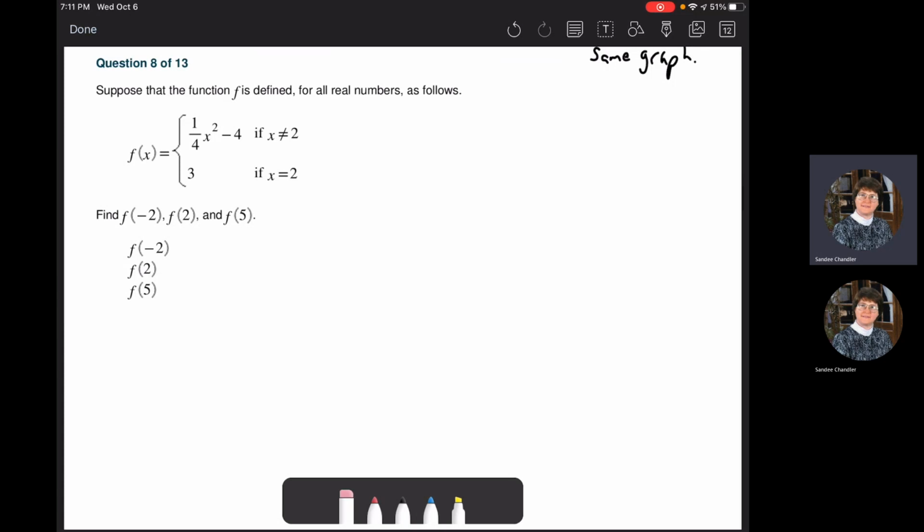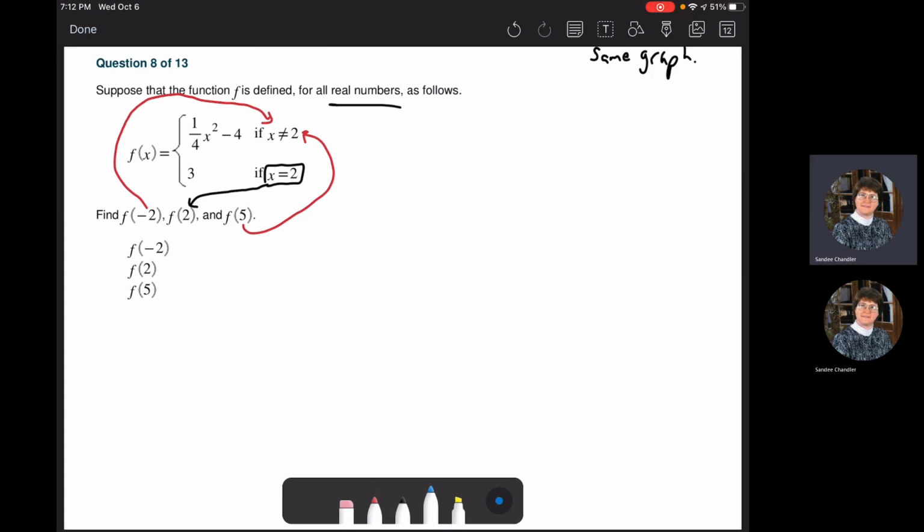Right. Oh, let's do some math. There we go. No more graphs for a while, hopefully. All right, we have a function f that's defined for all real numbers, nothing imaginary, as follows. f of x equals 1/4 x squared minus 4 if x is not equal to 2, and 3 if x is equal to 2. We're asked to find f of -2, f of 2, and f of 5. So the issue is x equals 2. The only time they told us that was for the second one there, f of 2. All the other values, 5 does not equal 2, and -2 does not equal 2.